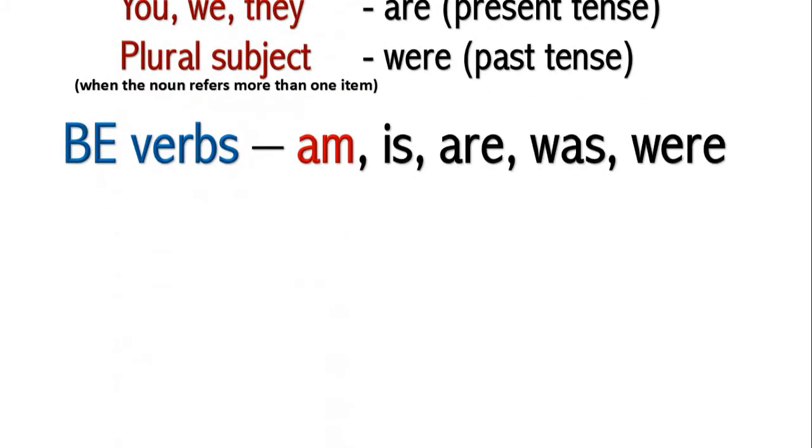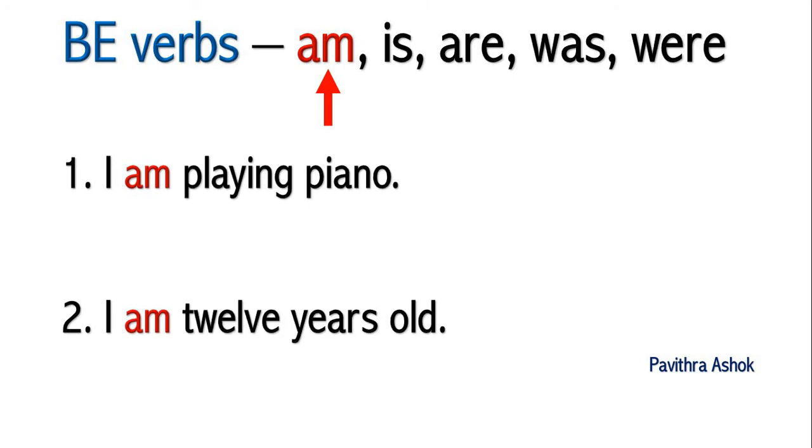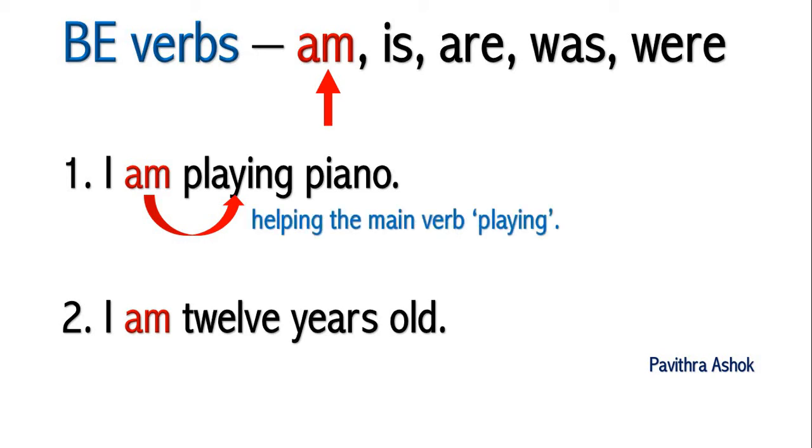Now please look at these examples. You will understand. First we'll know about be verb am. I am playing piano. I am 12 years old. In the first sentence, am is helping verb which helps the main verb playing. In the second sentence, I am 12 years old, here am itself functions as the main verb. Students, did you understand? The difference is, in the first sentence, am is helping the main verb playing, whereas in the second sentence, am itself functions as a main verb.